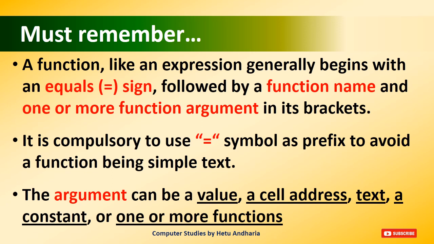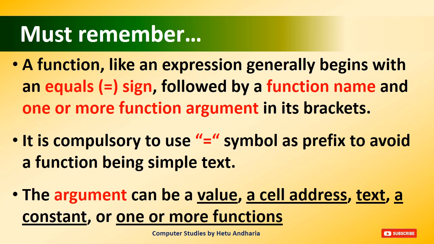Now the function may have one or more arguments, it depends on the function. And one thing which is compulsory is that all functions should start with the equal to symbol. Now what is the importance of that? We want Excel to perform some calculations for us. Then how will Excel come to know that it has to perform some calculations? Without the equal to sign, if I simply type SUM, bracket open, A1 colon D1, then it will think that this is simple text and I don't want any calculation performed on it. So it is compulsory to add the equal to sign.